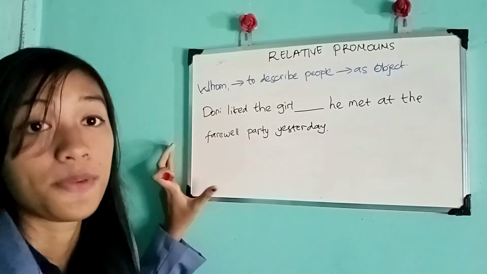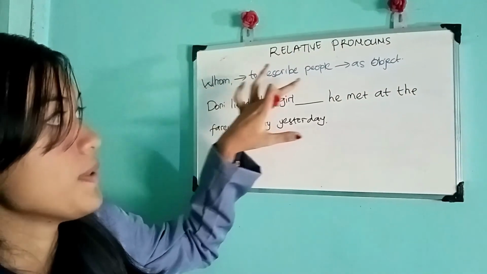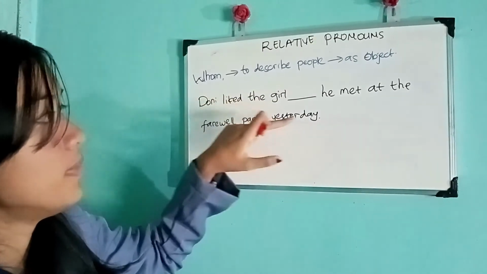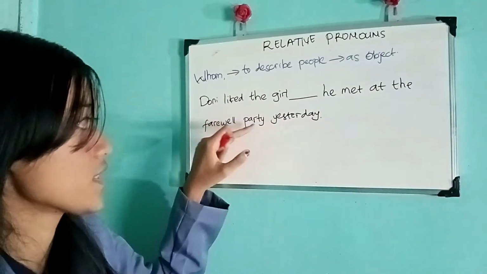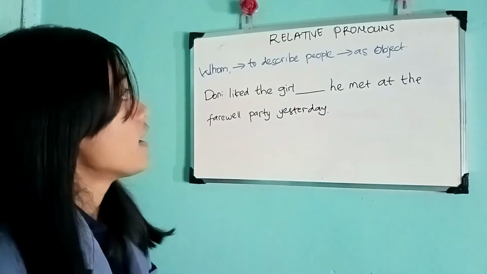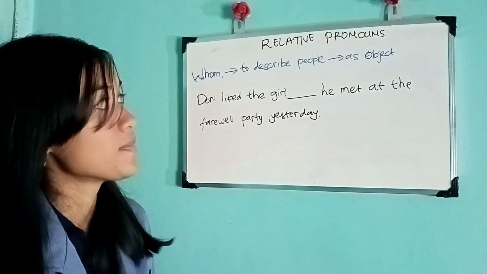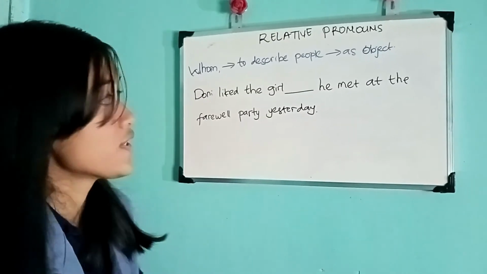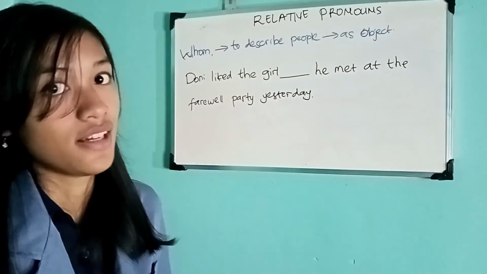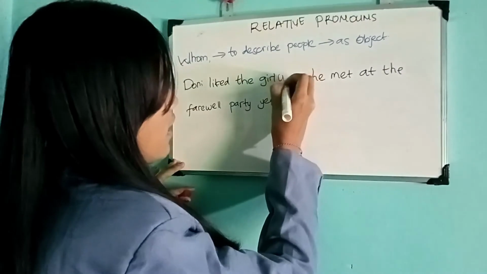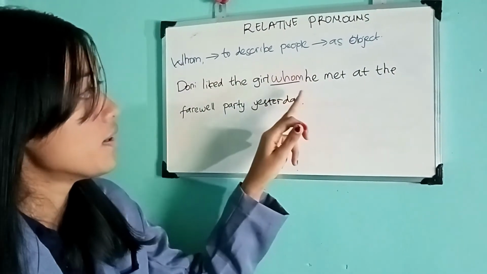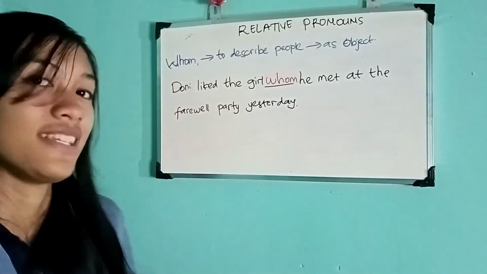And next, relative pronoun whom to describe people as object. For example, Daniel liked the girl blank he met at the farewell party yesterday. Remember, we use whom when the relative pronoun is the object. So in this case, our relative pronoun is the object of this clause. So we use whom. Daniel liked the girl whom he met at the farewell party yesterday.